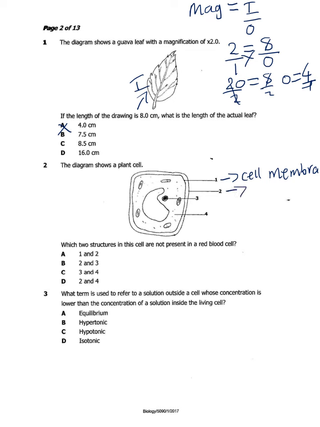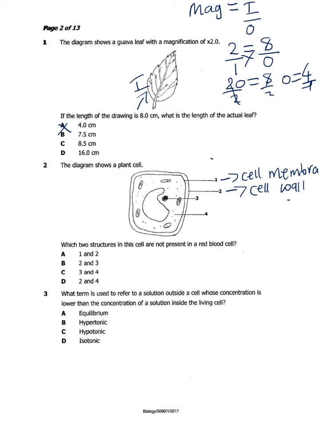Then we have the second one, 2. 2 is cell wall. Cell wall is only found in plant cell. So at least we have a picture that we are going to choose from A up to D. We need to have a multiple choice where we have a 2. So C is disqualified because we have 3 and 4.